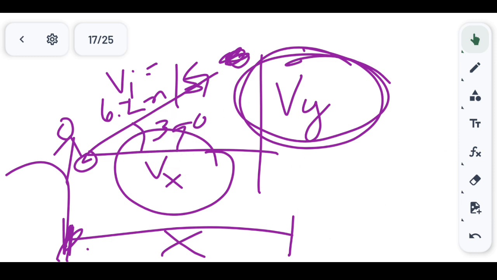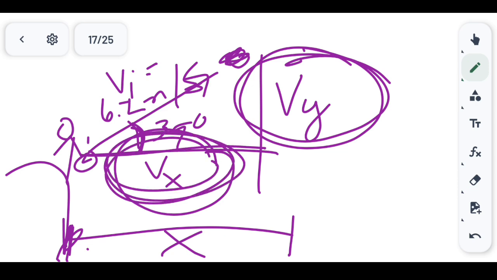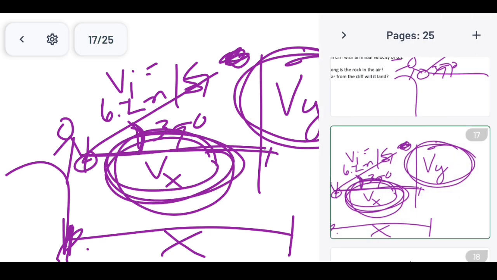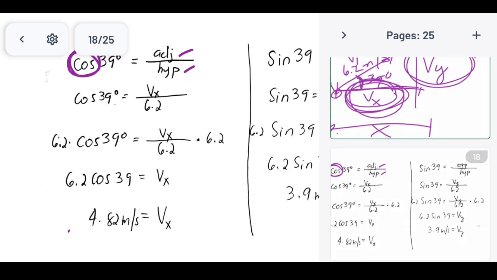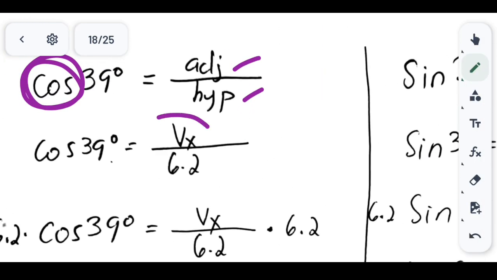How do you identify the adjacent? The adjacent is the horizontal next to the angle. So, ito yung angle. Ano yung horizontal niya? Yung v sub x, correct? Ito yan eh. So, we mean to say that the adjacent is v sub x. This one, v sub x.